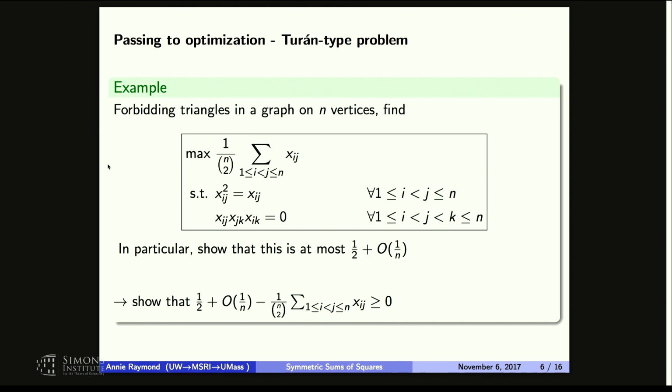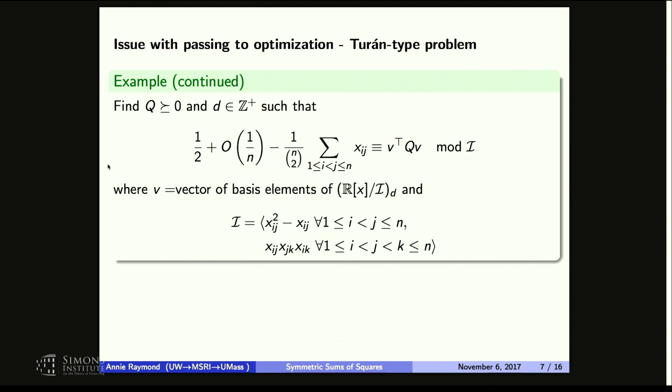Well, that's the same thing as showing that 1/2 plus that little error minus my objective function, so minus my edge density, is greater or equal to 0 whenever I have a triangle-free graph, whenever these equations hold. Okay, so I'm trying to certify non-negativity. Great. So I can use sums of squares modulo an ideal, where my ideal will be generated basically by the equations that I have. So I want to find some positive semi-definite matrix Q and some degree D, such that I can write this polynomial as a sum of squares modulo my ideal.